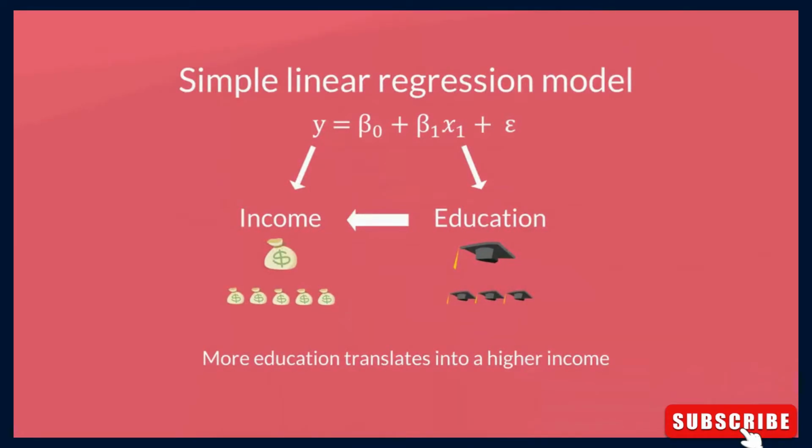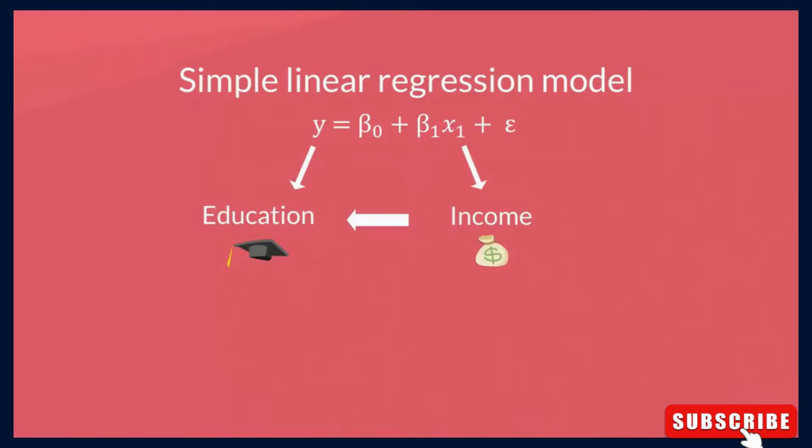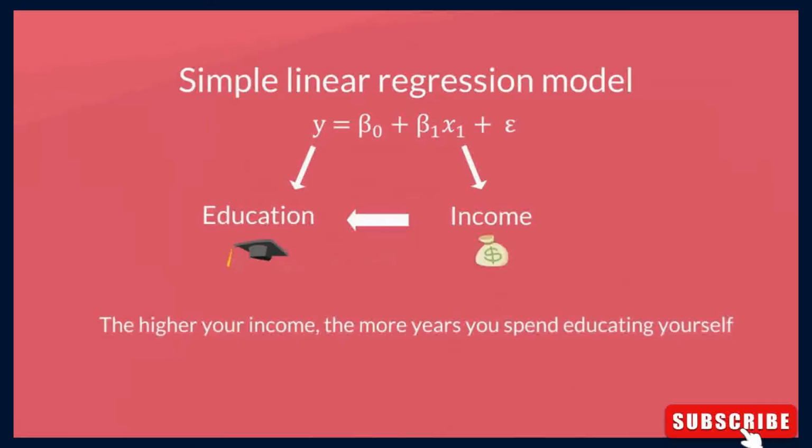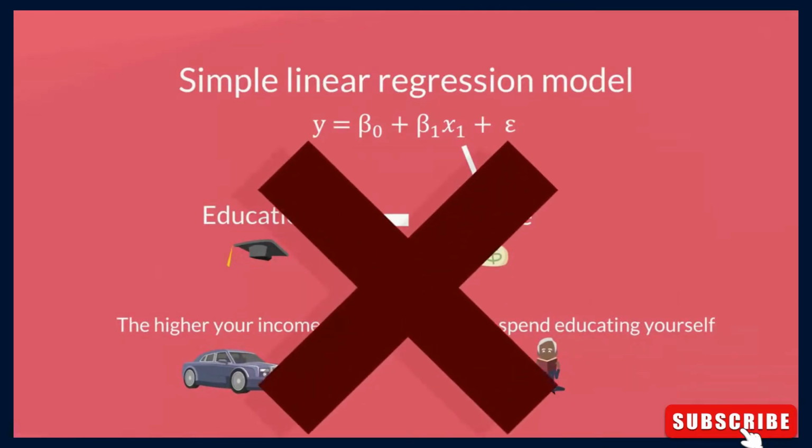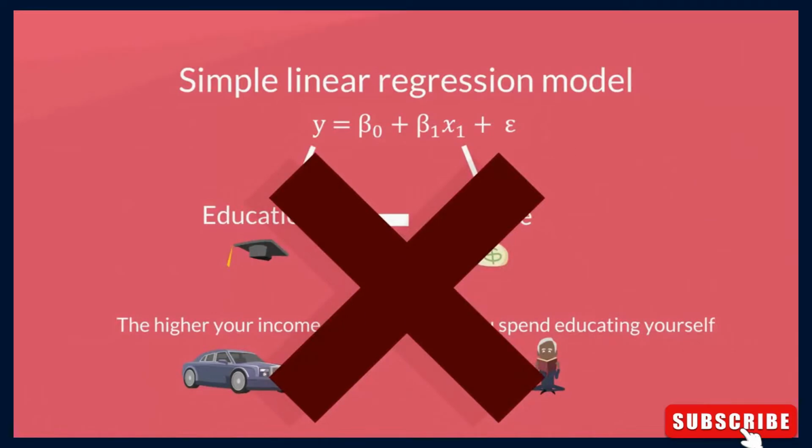Now, let's pause for a second and think about the reverse relationship. What if education depends on income? This would mean the higher your income, the more years you spend educating yourself. Putting high tuition fees aside, wealthier individuals don't spend more years in school, and high school and college take the same number of years, no matter your tax bracket. Therefore, a causal relationship like this one is faulty, if not plain wrong. Hence, it is unfit for regression analysis.